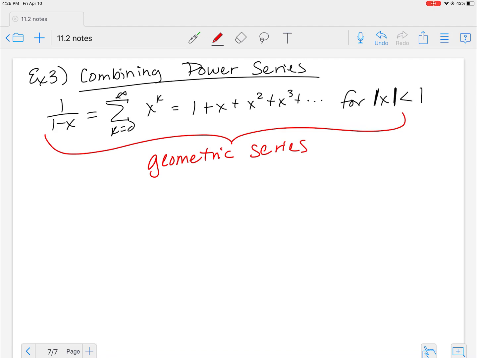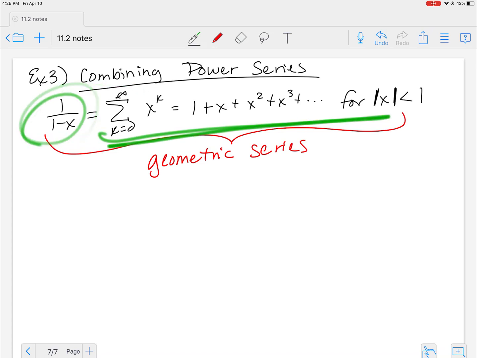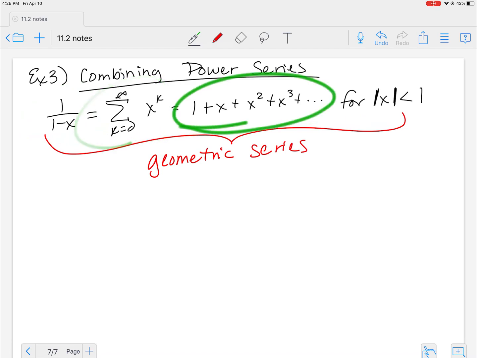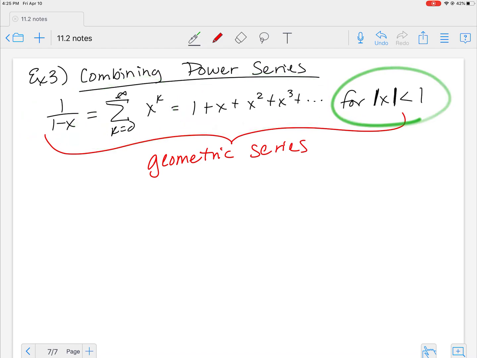Next section, we're going to prove this. All right, so next section, we're going to prove this, but for now, we're just accepting it. Great information, right? Okay, so this fraction is equivalent to this series, and this is the interval of convergence. Right now, we're just accepting that.